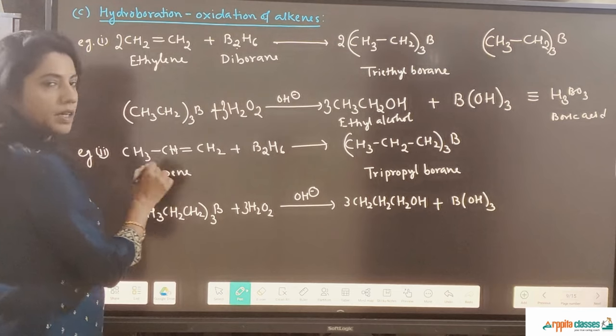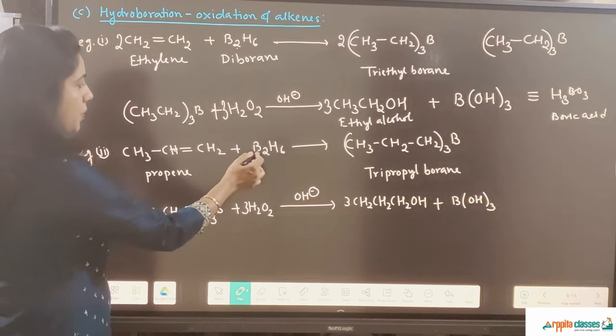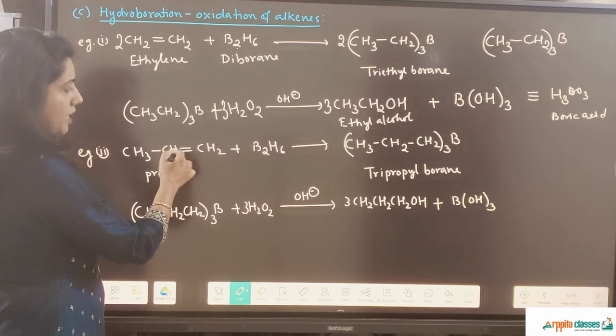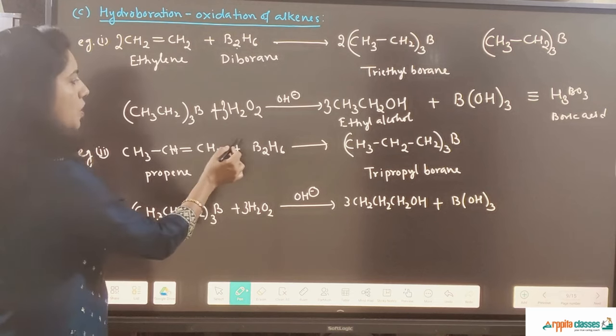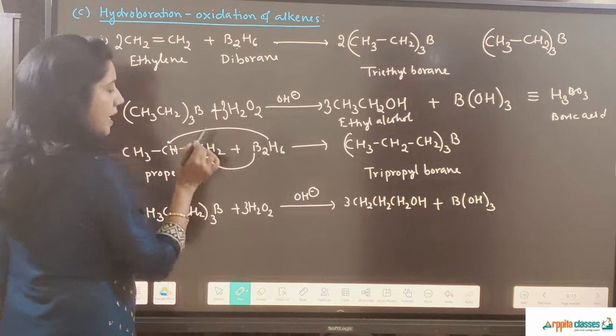Here this is propene. Now propene is an unsymmetrical alkene. B2H6 is getting added. So B will get added to this carbon and hydrogen will get added to one carbon. So first of all, suppose this hydrogen is getting added over here and B is getting added over here.